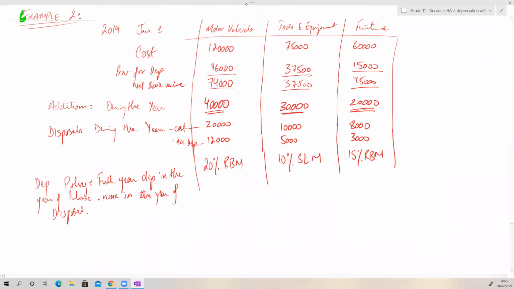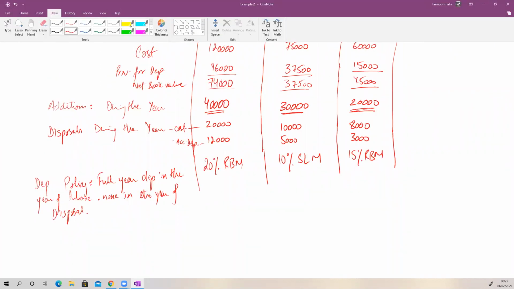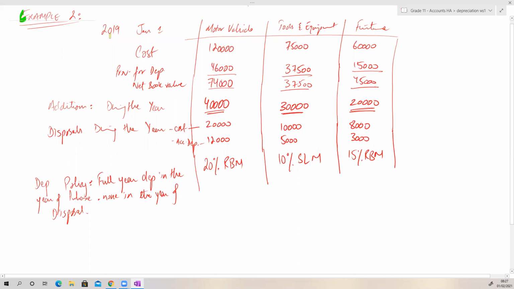Okay, so this is a made-up example in which on 1st January 2009, there are three assets: motor vehicle, tools and equipment, furniture. इनकी cost brought forward, पुरानी depreciation of previous years brought forward to net book values. During the year, the cost of asset purchase were 40, 30, and 20. And during the year, the value of assets sold, उनकी cost और उनकी depreciation were these.